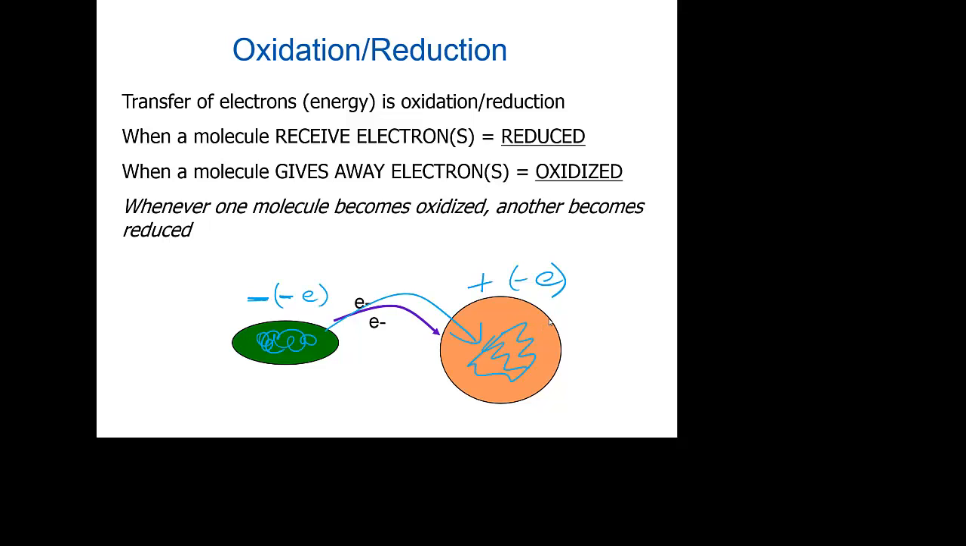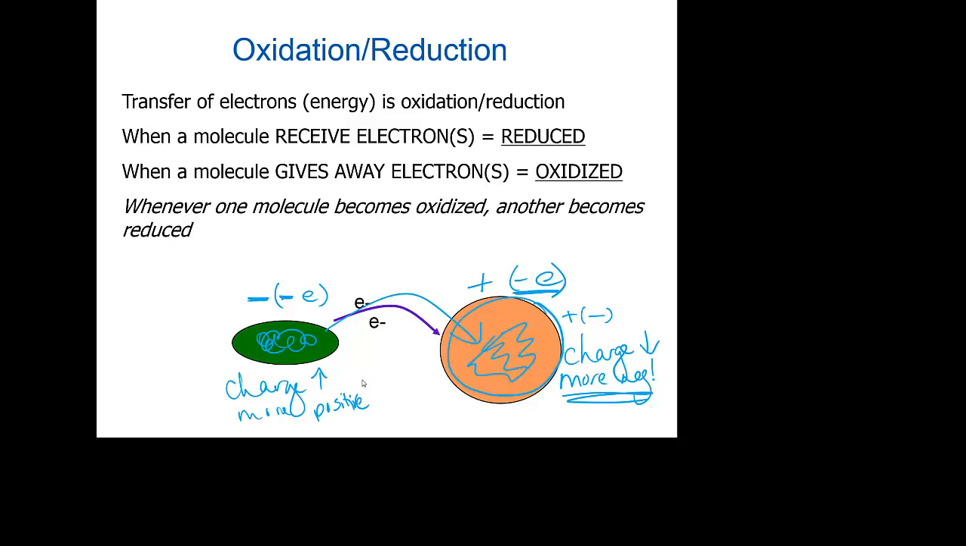The orange guy on the right is picking up electrons. If you're adding negatives, what happens to the charge? Charge goes down, right? Becomes more negative. If you take away electrons from the left side, you have fewer negatives. If you have fewer negatives, the charge increases and becomes more positive.